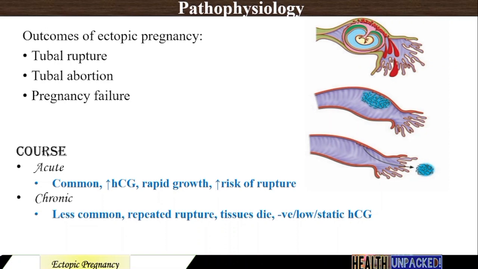So the course would be acute or chronic. The acute is the most common one. There will be a high amount of HCG, which is a hormone produced by the chorion, and also there will be rapid growth. That rapid growth will increase the risk of tubal rupture.